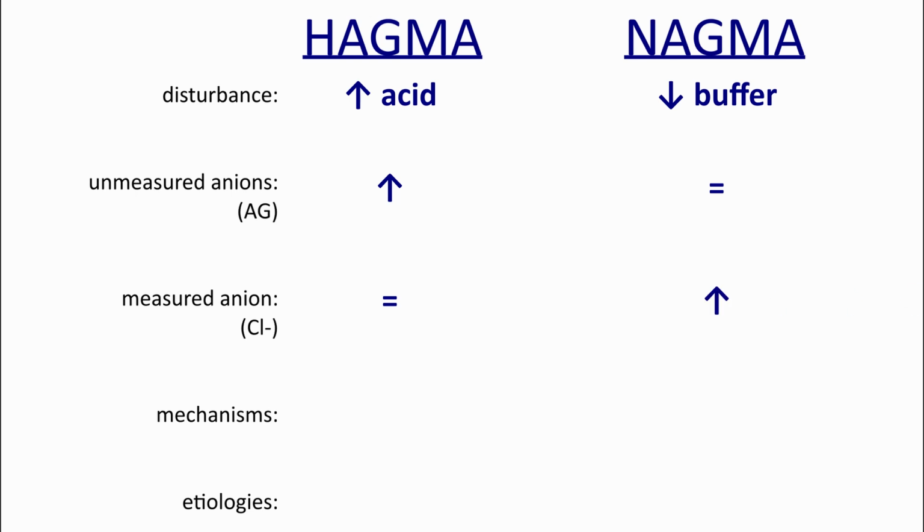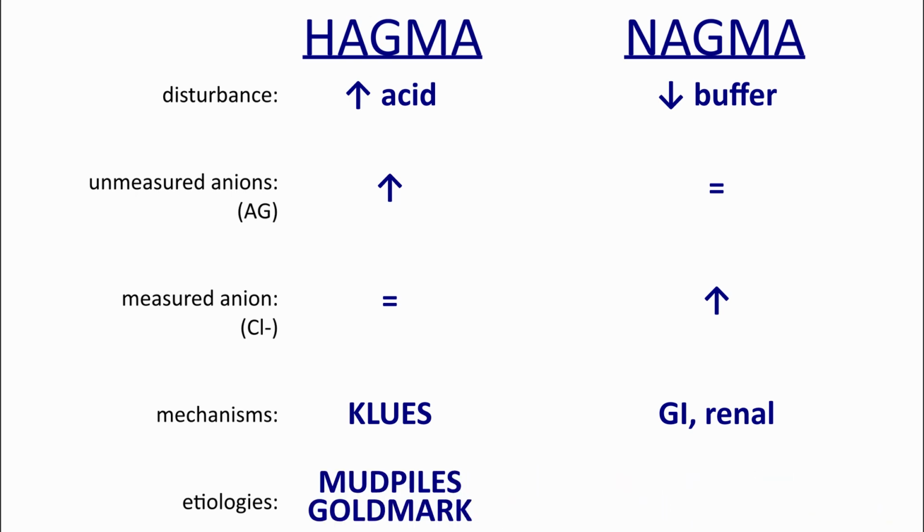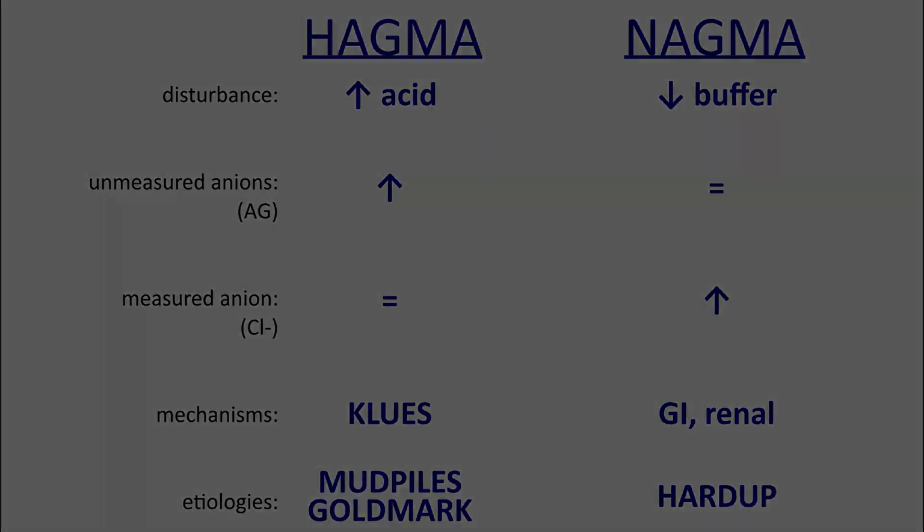The mechanisms that produce a high gap acidosis will basically be the CLUES processes that we talked about earlier, whereas in a non-gap acidosis, the mechanisms are either GI or renal mediated. And to remember the etiologies that cause high anion gap metabolic acidoses, you can use the MUDPILES or the GOLDMARK mnemonics. And for the non-gap acidoses, you can use the HARD UP mnemonic.